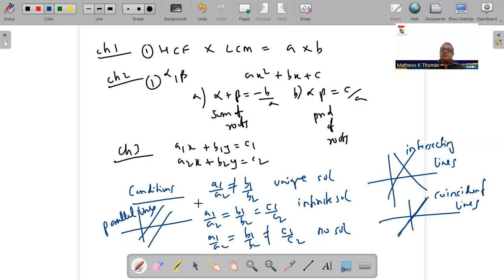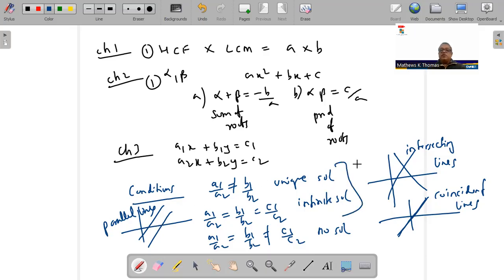So in chapter 3, this is important, knowing the conditions. A1 by A2 not equal to B1 by B2, unique. A1 by A2 equal to B1 by B2 equal to C1 by C2, all equal, infinite. Unique means it will intersect. Infinite means coincident lines and no solution will be parallel.